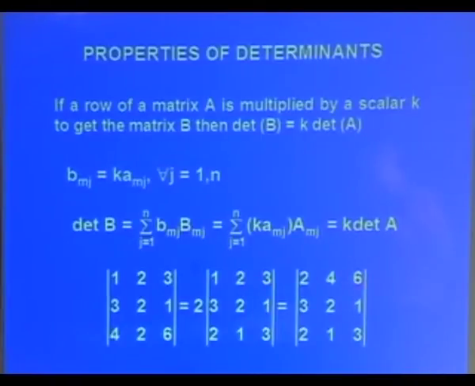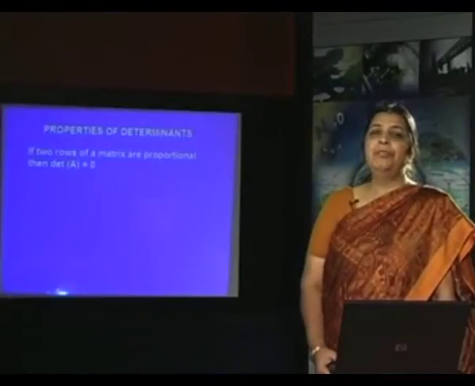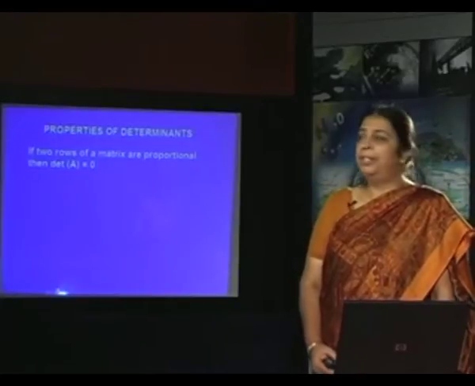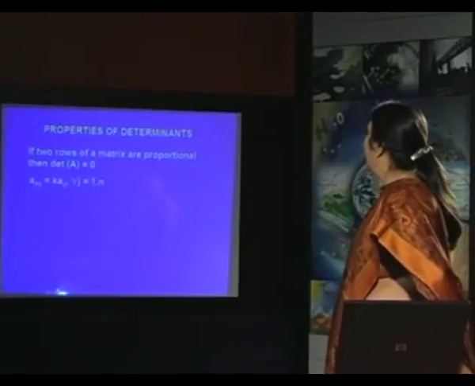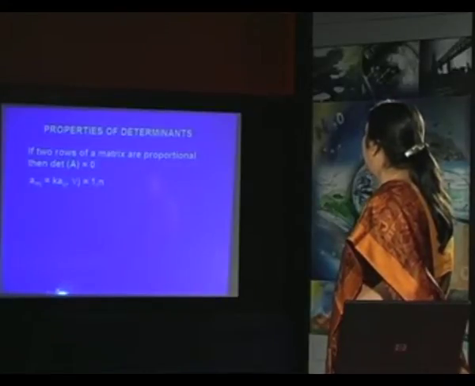So it is 2 4 6, 3 2 1, 2 1 3. So this determinant is equal to this determinant. Now in the next property we discuss what happens to the determinant when two rows of a matrix are identical. So if two rows of a matrix are proportional, then determinant A is equal to 0.